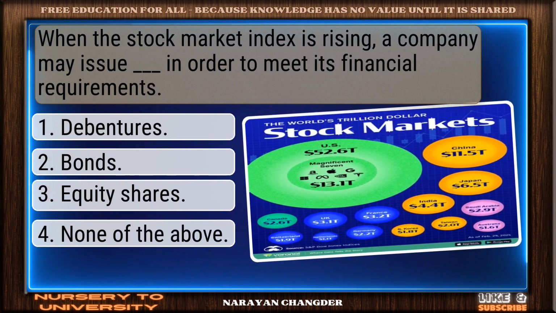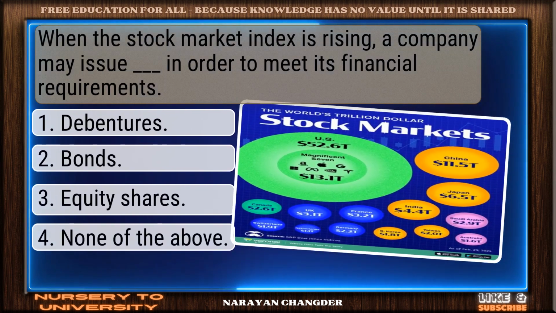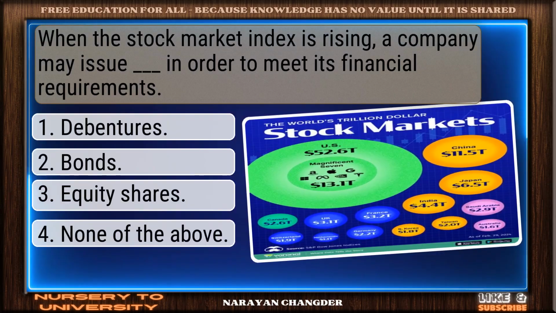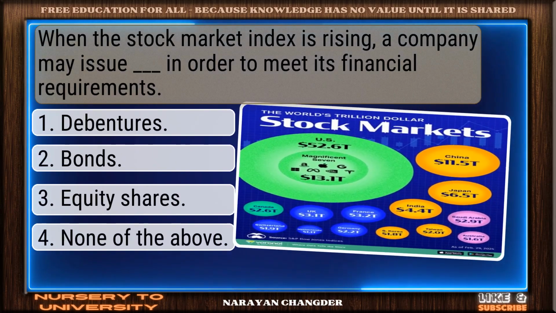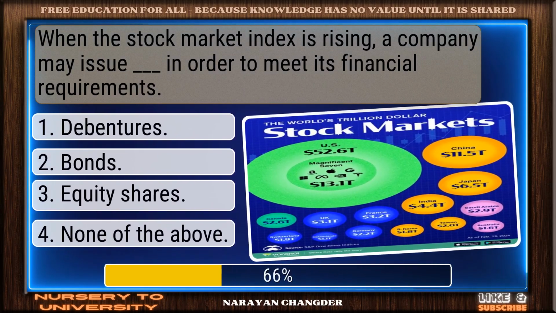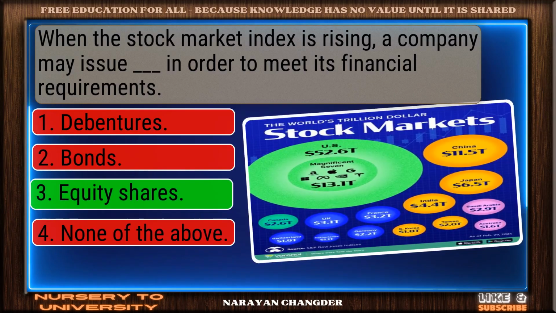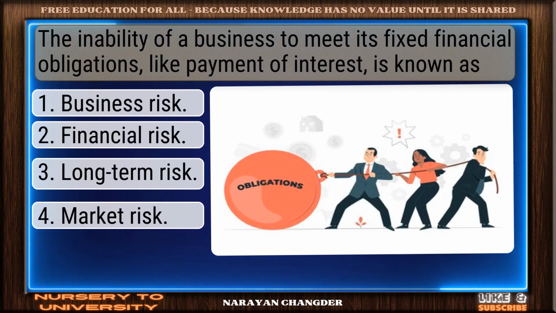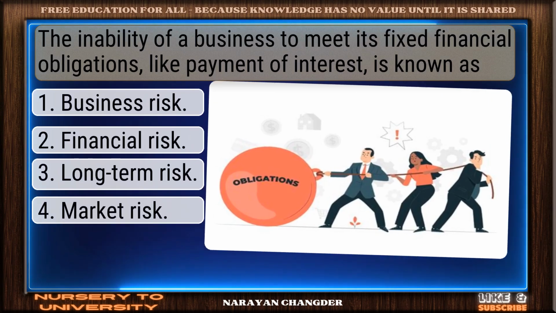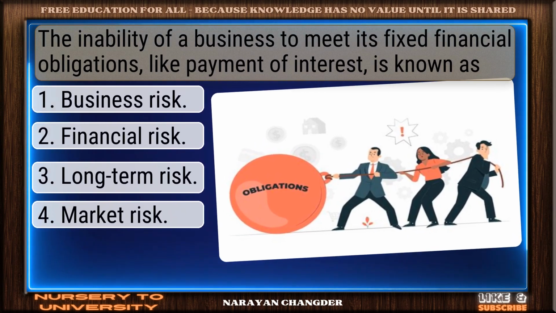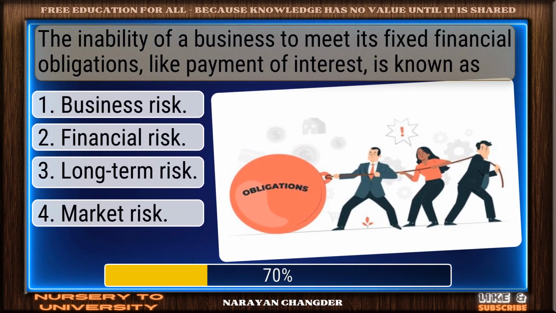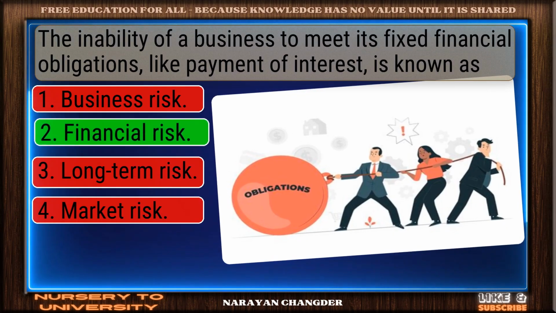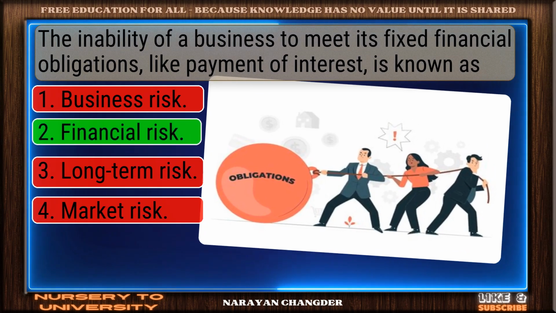When the stock market index is rising, a company may issue dash in order to meet its financial requirements. Bravo! Equity shares is the answer. The inability of a business to meet its fixed financial obligations, like payment of interest, is known as. Well picked. Financial risk is the correct answer.